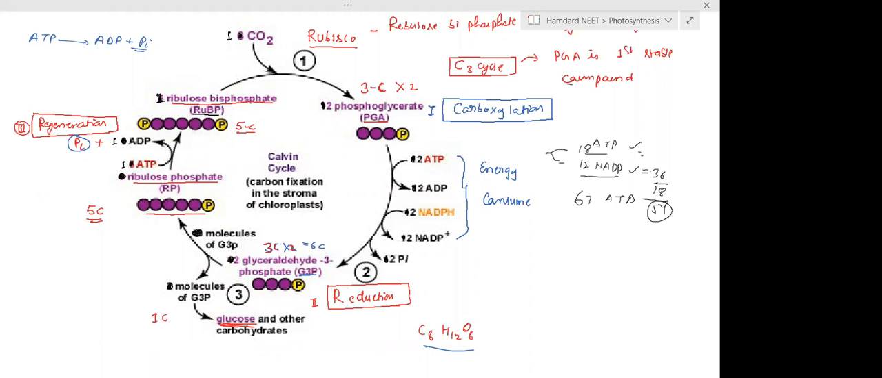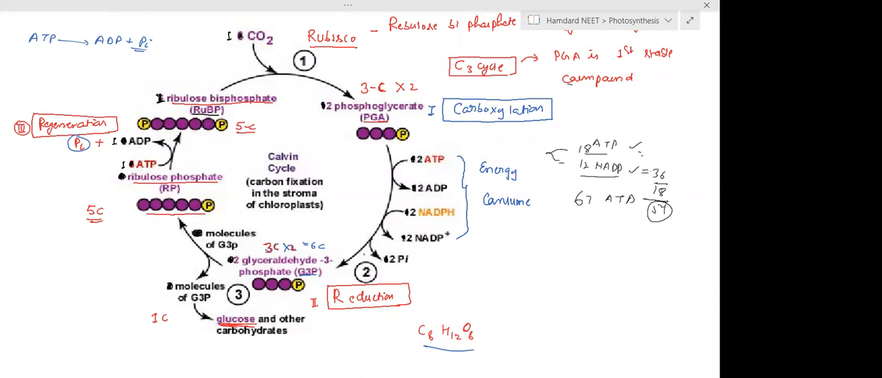So every time it delivers 1 carbon atom, and for the formation of glucose it requires 6 carbon atoms. So how many times does the Calvin cycle, or C3 cycle, have to operate for the formation of 1 glucose molecule? How many times? 6 times. Right, 6 times.